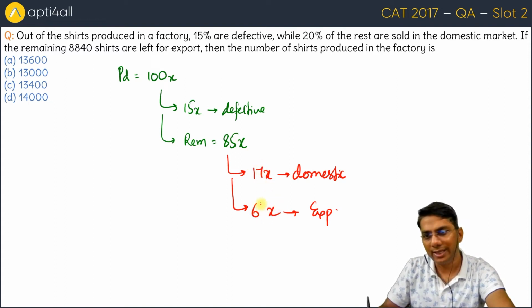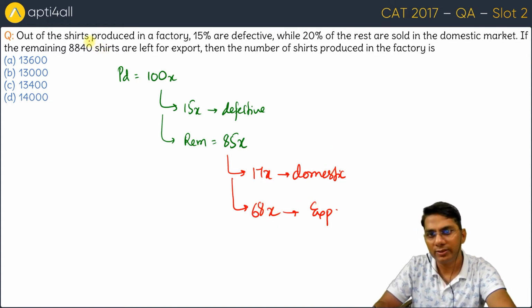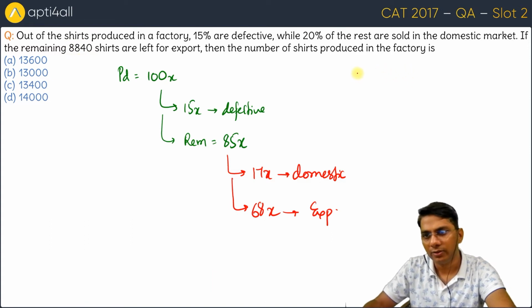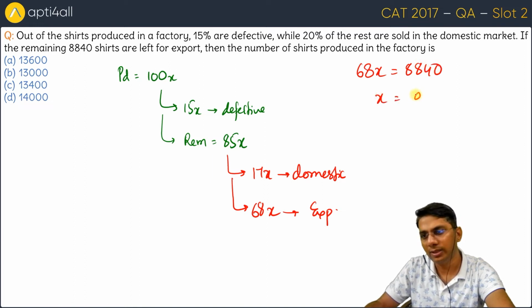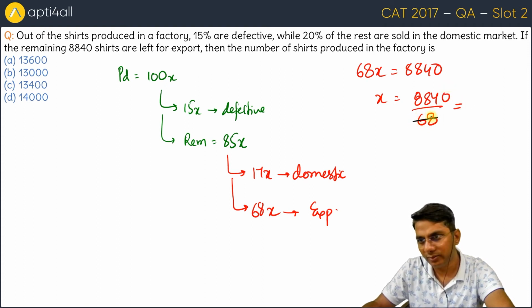68x. So 68x shirts are exported, and we know the shirts exported are 8840. So what we have is 68x is effectively equal to 8840. Hence x comes out to be 8840 upon 68. So let's simplify this. This goes by 4, 17 times. This goes by 4, 2210 times, and 2210 goes by 17, 130 times.